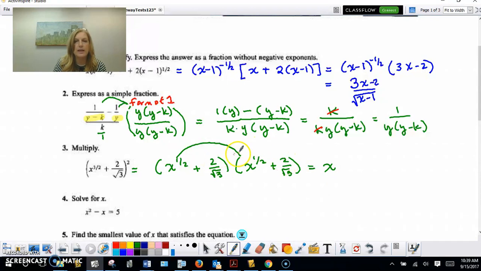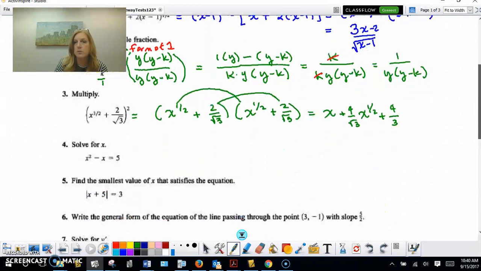And then you multiply the last two. I like to do first and last, and then I'll do the middle term. You would have this times this, which is going to give me 4/3. That's your first squared, your last squared, and then don't forget your middle term. You're going to have 2 over square root of 3 times x to the 1/2 and another 2 over square root of 3 times x to the 1/2. If you add those two together for your middle terms, you would end up with 4 over square root of 3 times x to the 1/2. And so that would be the distribution of that. Just remember that you have a middle term.